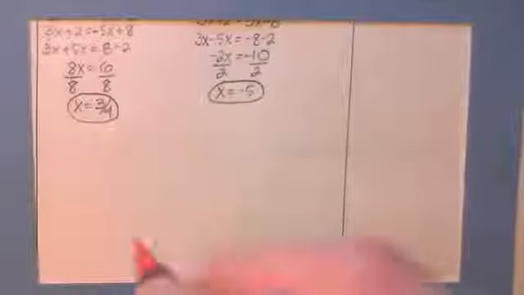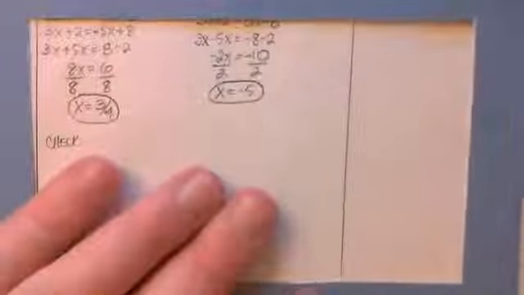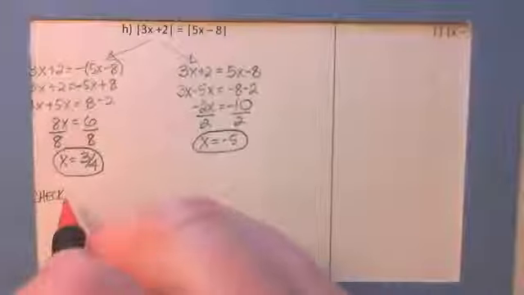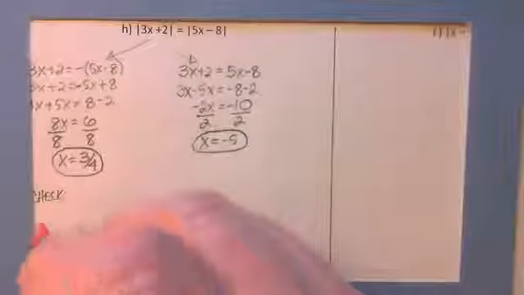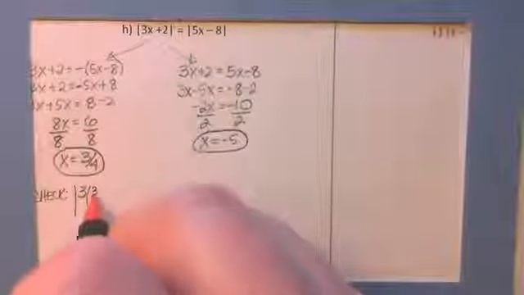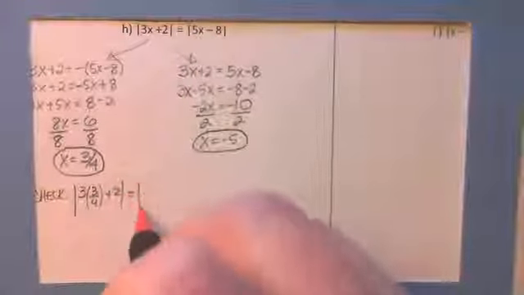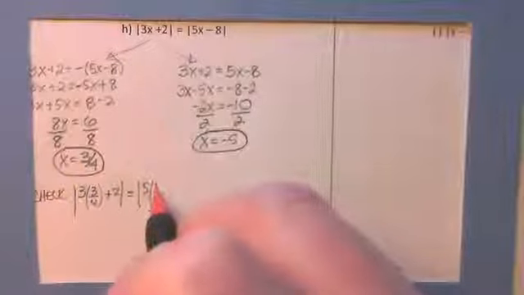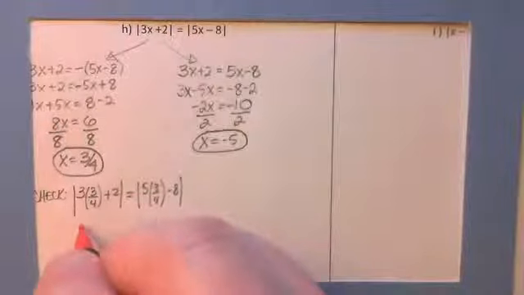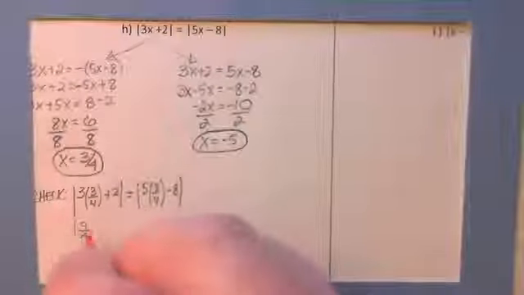So let's do the check again. And when you do the check, you do it where you split. So we split right there. So that's what we need to use. We're going to use 3 times 3/4 plus 2 equals 5 times 3/4 minus 8. So this would be 9/4 plus 2.